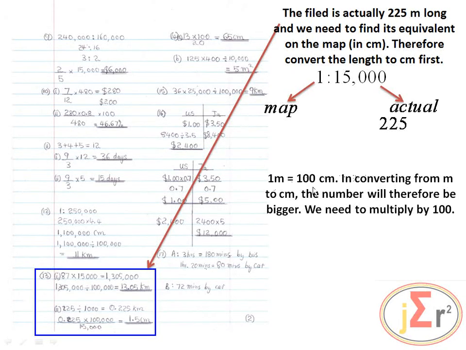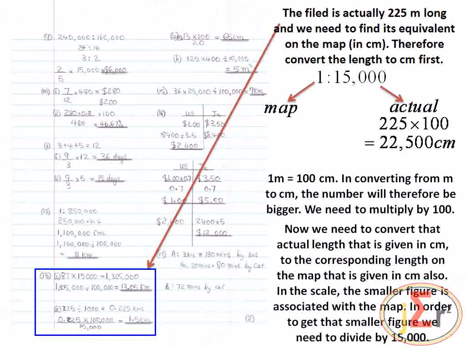So the conversion between a meter and centimeters is 1 meter is equal to 100 centimeters. We need to convert this given in meters to centimeters. So the larger number is on the centimeter side. Therefore, in converting to centimeters, we have to have a larger figure than what we have here. We need to multiply by 100. And we have 22,500 centimeters.